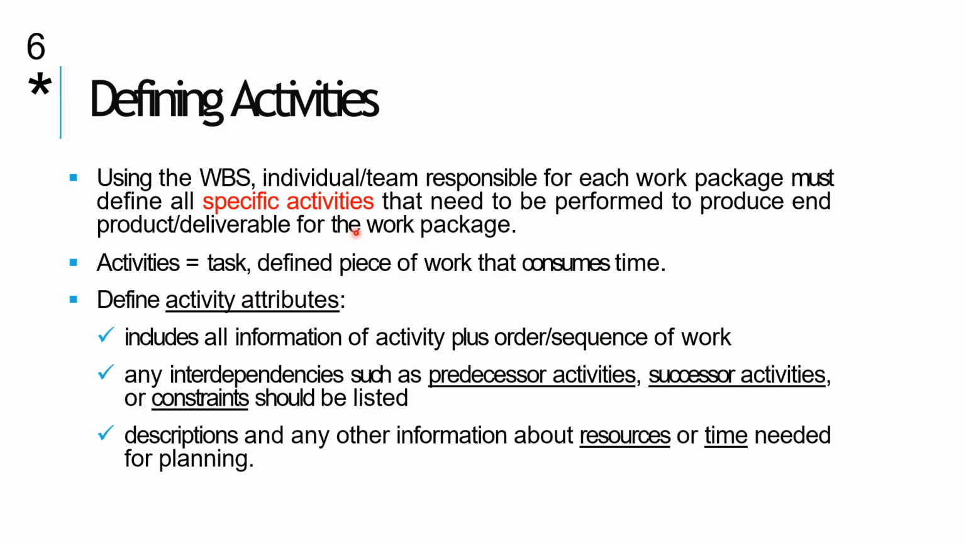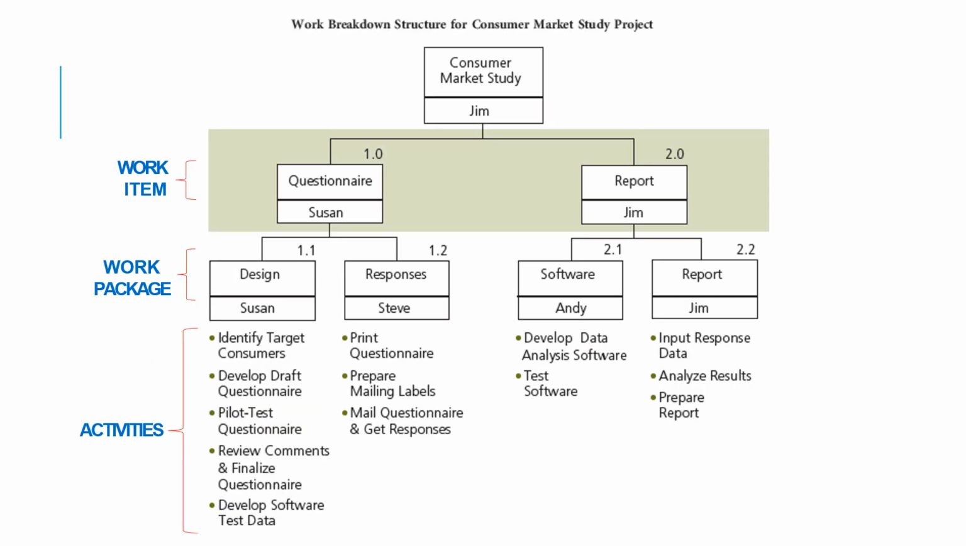So the activities, so you already divided the activities. You need to see the activity tasks, different pieces and the time consumed. Then you need to define the activity attributes and so on. Okay, so again, to recap, this is the work item, the big one, constraint report. This is the work package 1.1, 1.2. So these are the activities. So what activities will be done in the work package so that your work item will be a success and indirectly contribute to the project itself. So you see the activity items: target consumer, develop draft questionnaire, pilot test, review, and so on.